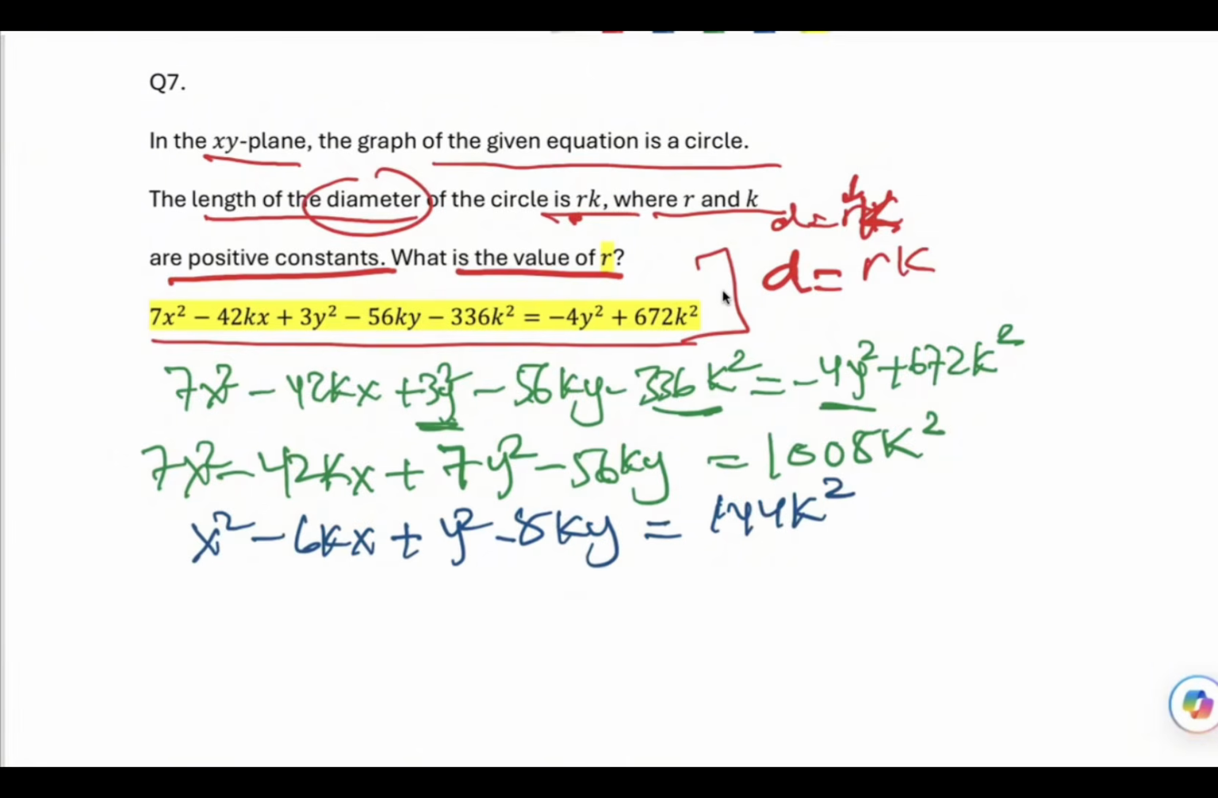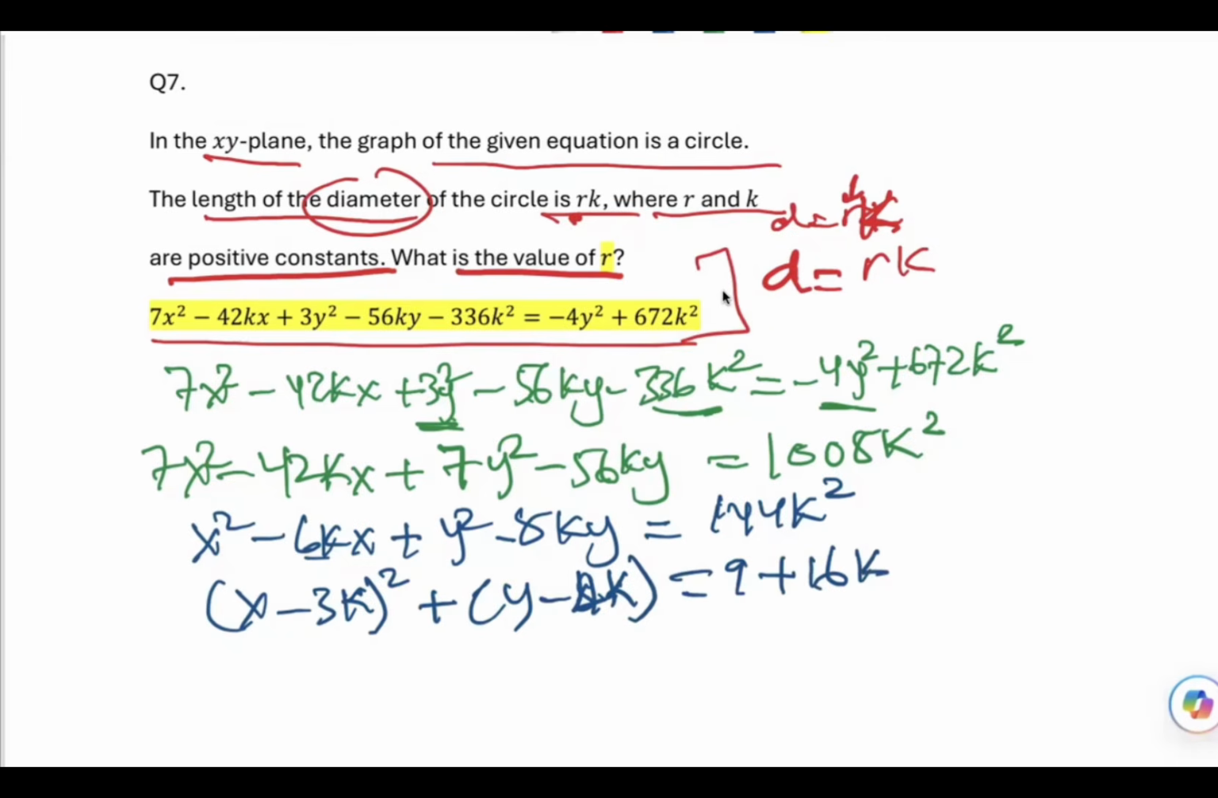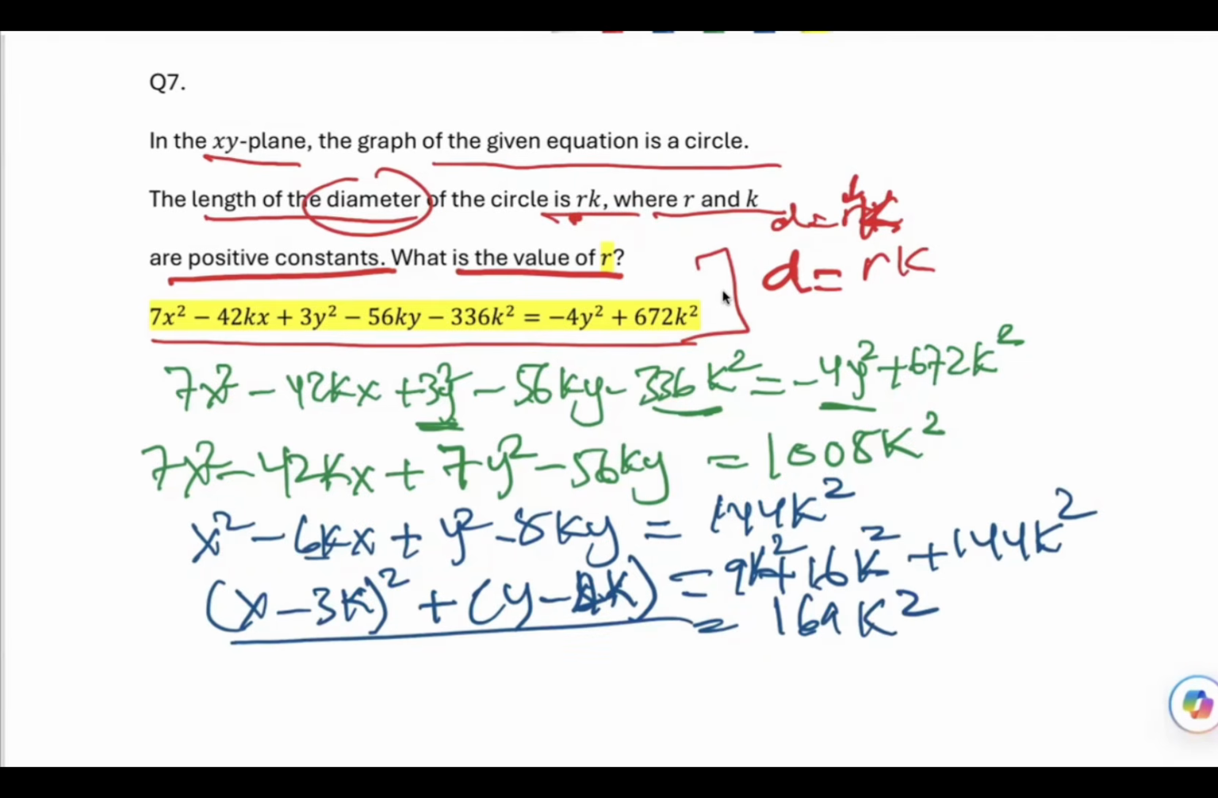And then you're done. If you complete the square, half of this is 3, so (x + 3k) squared plus (y minus 4k), because half of that, right? But then the 3, you got to square it. It becomes 9. The 4, you got to square it. You get 16. They are all k squared, plus 144k squared. You add this to that, you get 169k squared. This, you don't worry about it anymore. This is what you care about.